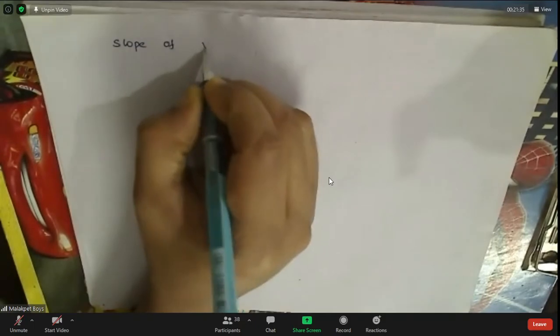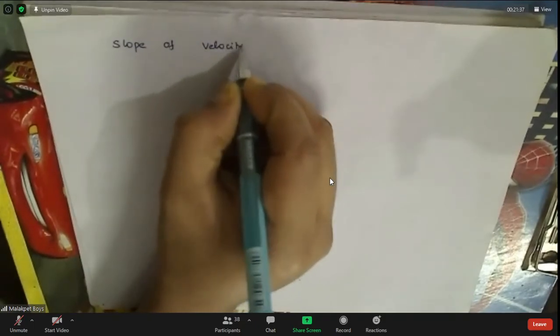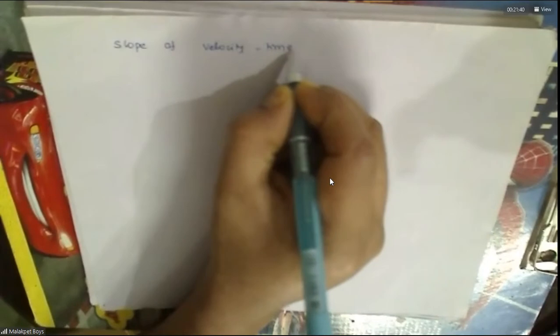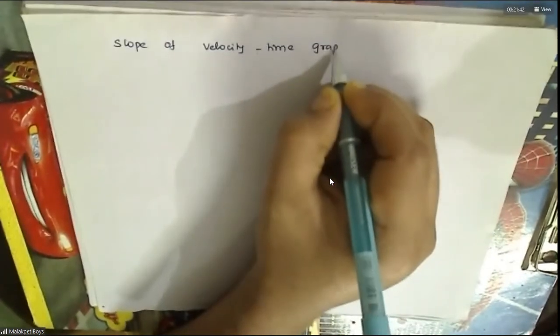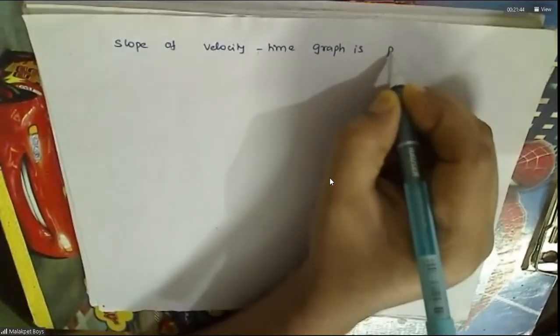Now, what is retardation? This is the velocity time graph, no? During retardation, what will happen? You can see that the slope of the velocity time graph is positive.